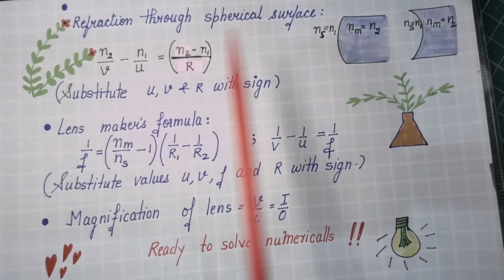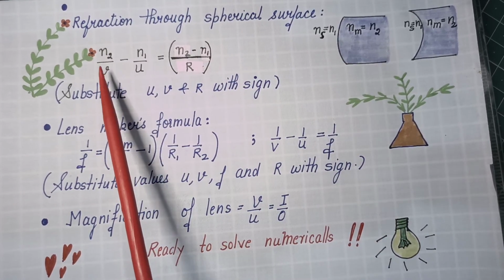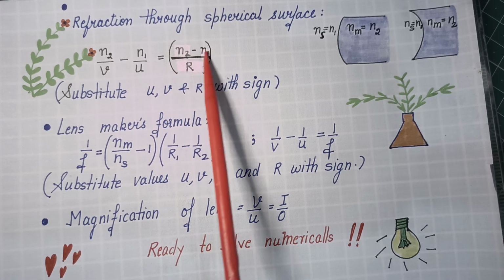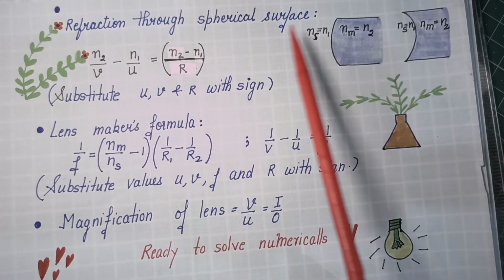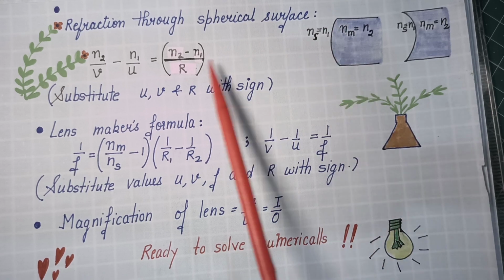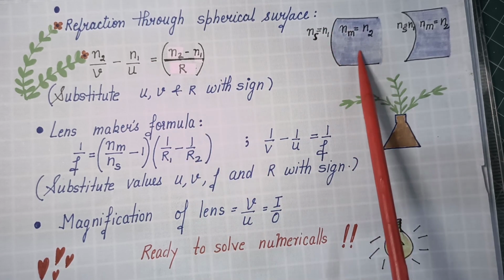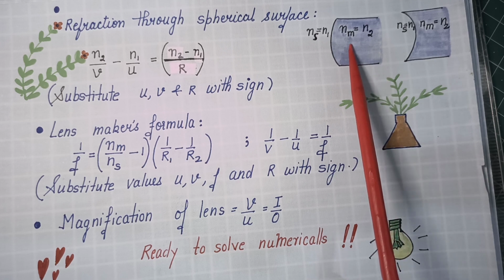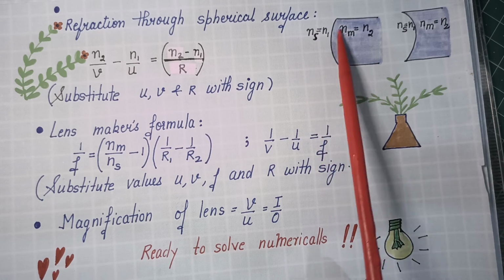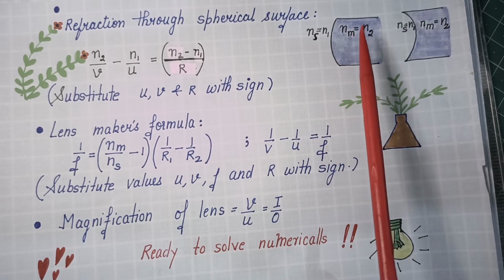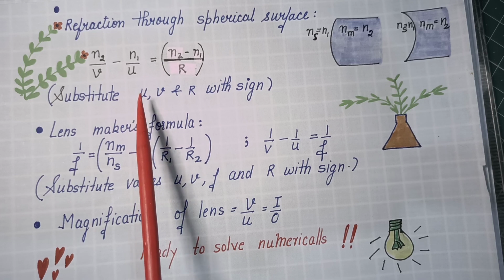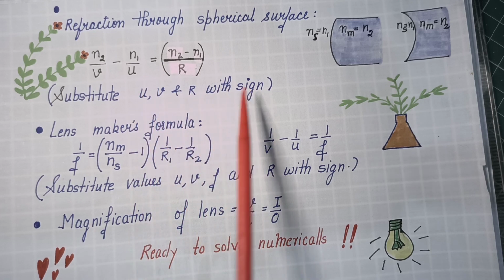Then we are going to use the formula n2 upon v minus n1 upon u is equal to n2 minus n1 upon r for refraction from a single spherical surface, where n2 is the refractive index of the refracting medium, and n1 is the refractive index of the surrounding medium in which this refracting medium is placed. In this formula, always remember, you have to place u, v and r with sign.